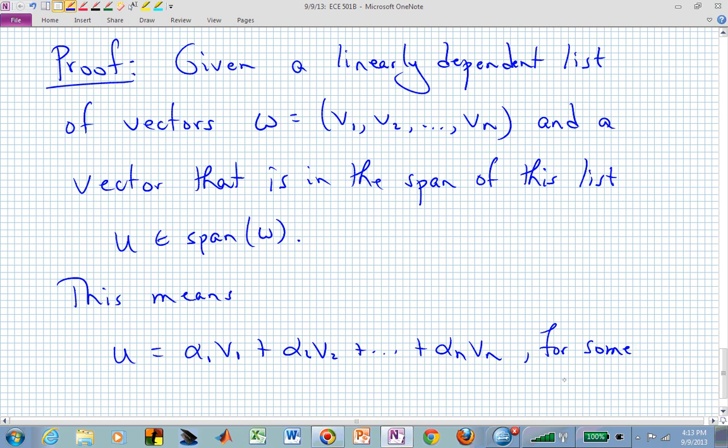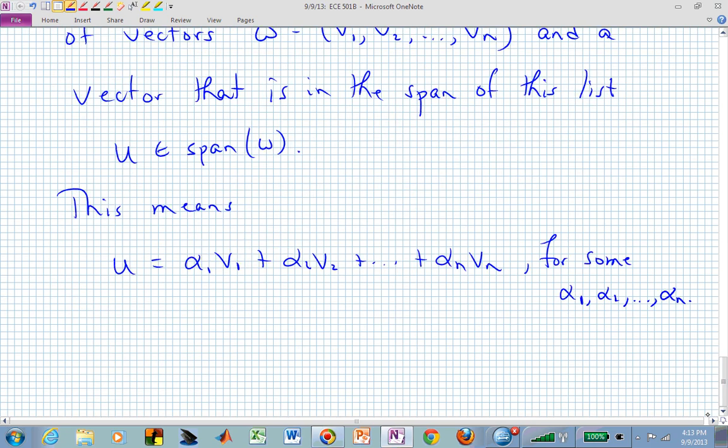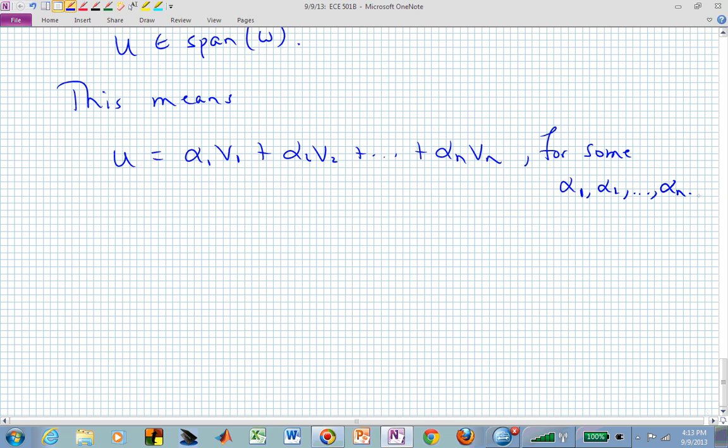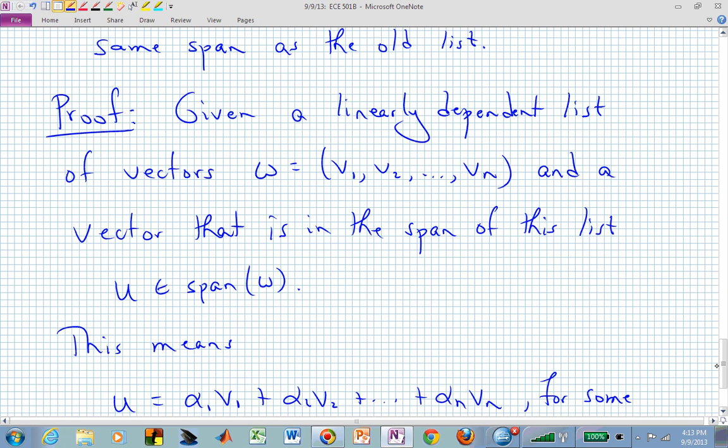And obviously that's going to depend on the V's, but you can create that for some set of these alphas. Maybe we say alpha 1, alpha 2, up to alpha sub n. Now, what we assumed, if we go back, is that that original set, W, contained linearly dependent vectors.